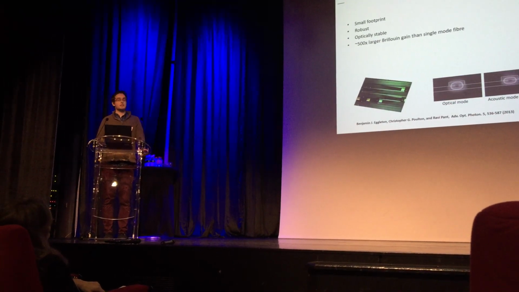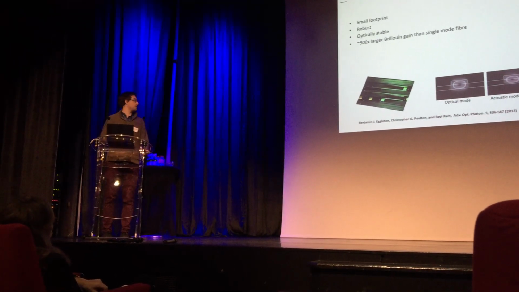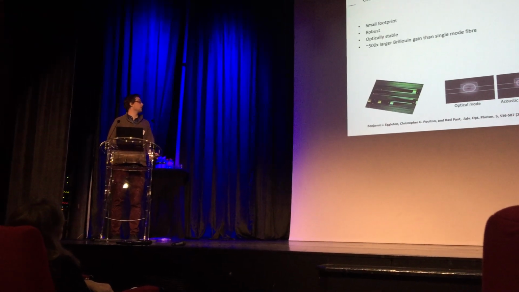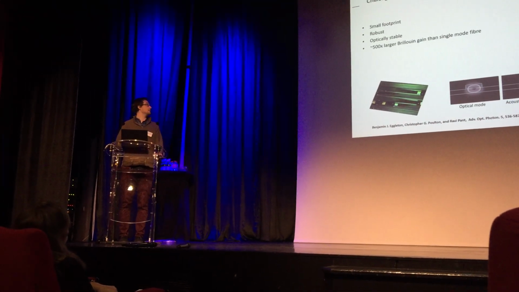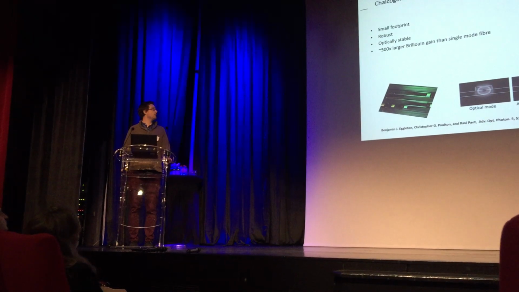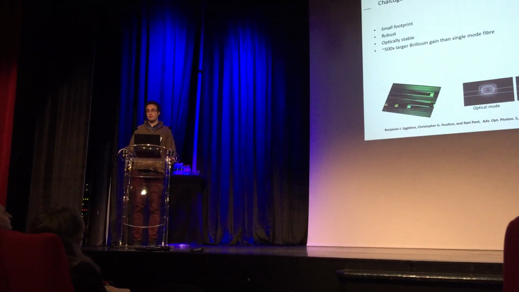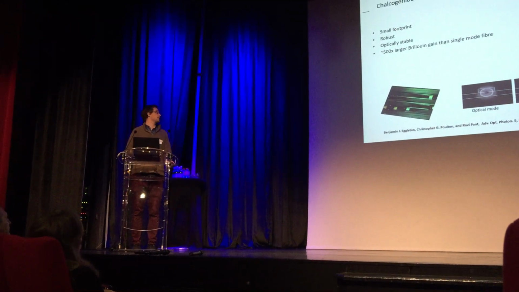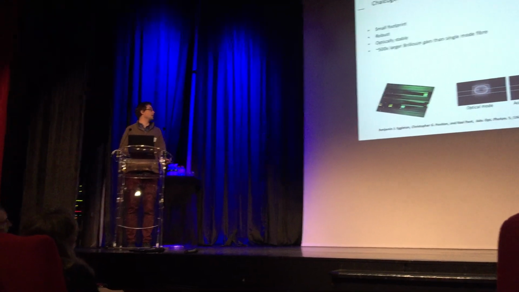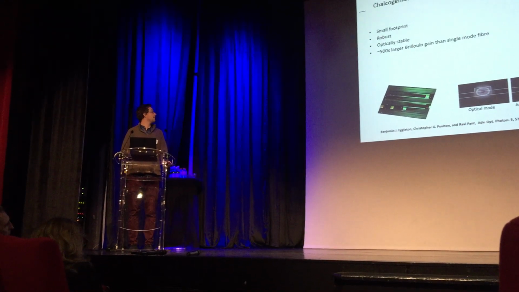And we can do this in a chalcogenide waveguide, which guides both the optical mode as well as the acoustic mode. And we want to do this for a number of reasons. Largely that it has a small footprint, it's robust, it's optically stable, and because of the very high confinement factor, we're getting 500 times larger Brillouin gain than in single mode fibers.